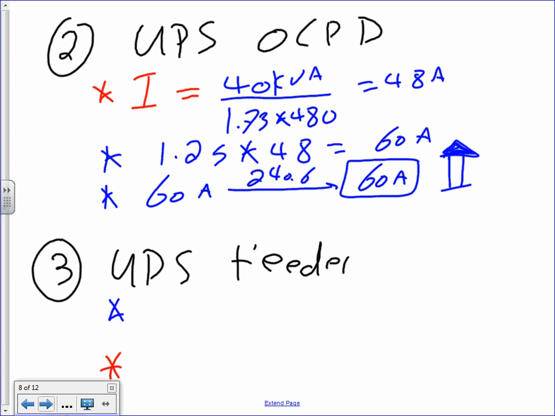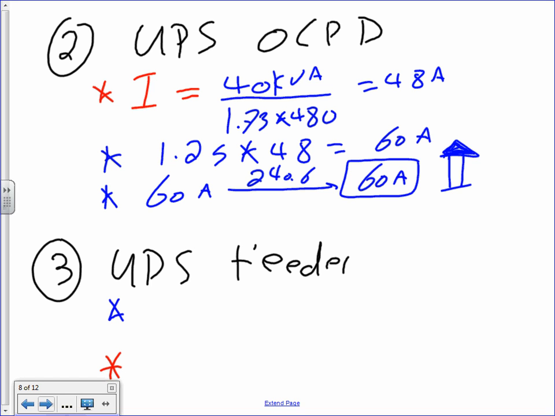Piece of cake. Any comments, any questions about the overcurrent protection device? We sized it for our project. Andrew, my friend, you're going to do the same thing. Everything is going to be the same steps, guys, except the only difference is the size of our kVA is going to be different. Everybody understand that?